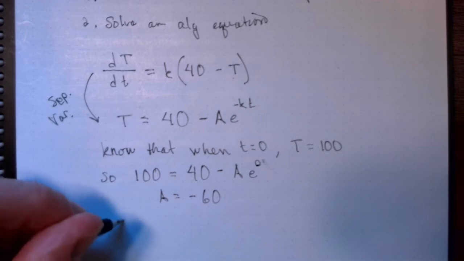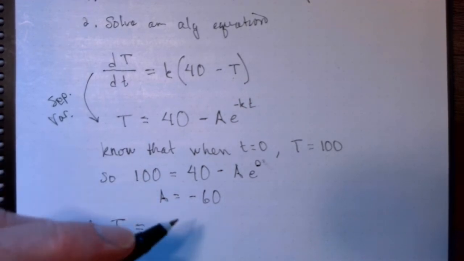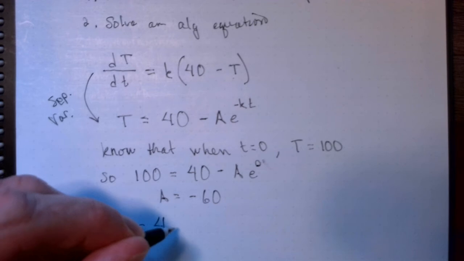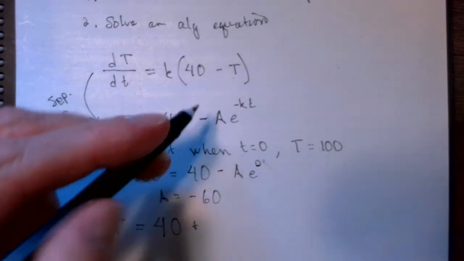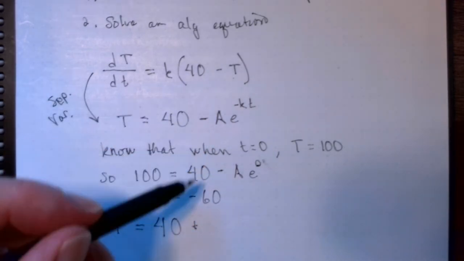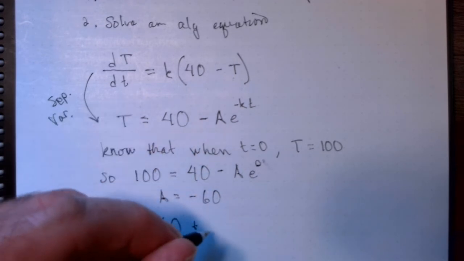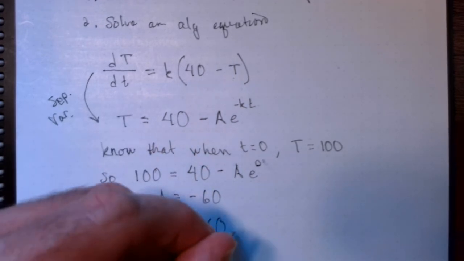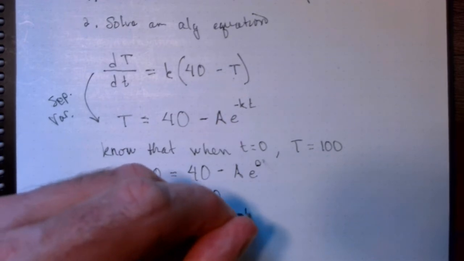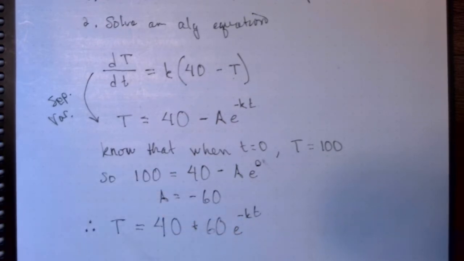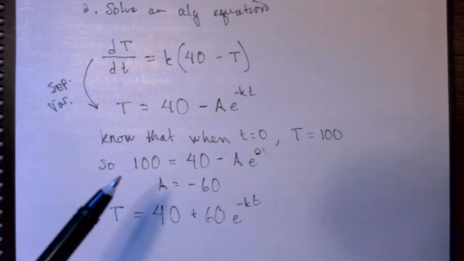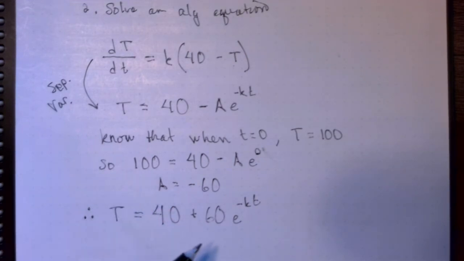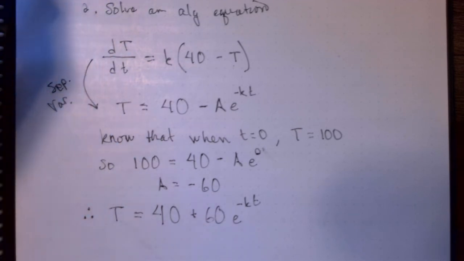So that tells me that the temperature of this piece of metal is going to be given by this equation, 40 plus, right, because that's two negatives, 60 e to the negative kt. All right, so I used the initial condition to find that value right there.